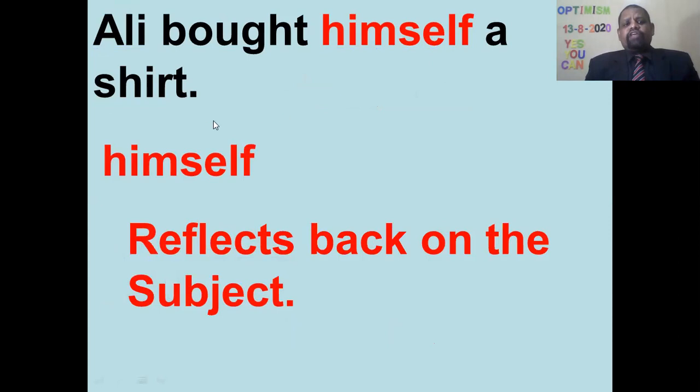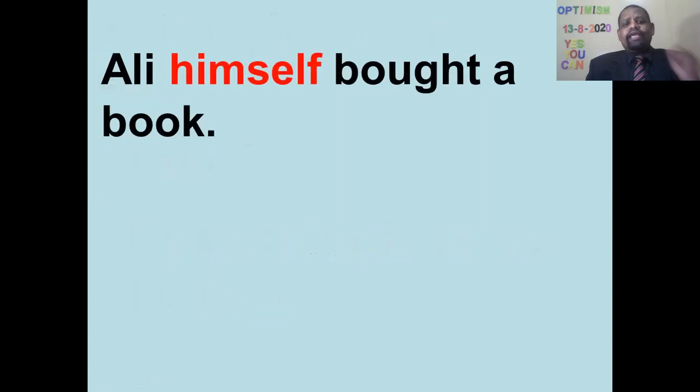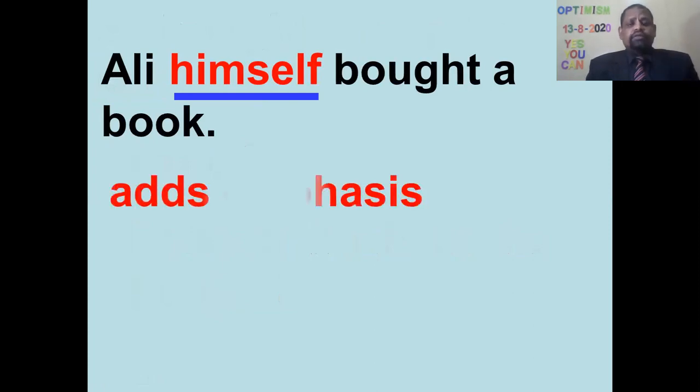Ali bought himself a shirt. Himself here reflects back on the subject. Who's the subject? It's Ali. That's good. Ali himself bought a book. Here, himself is to add emphasis. Himself here is telling us nobody else, just Ali. Ali himself bought a book. It is not Musa, it is not Muhammad, it is not Ammar. Ali himself.